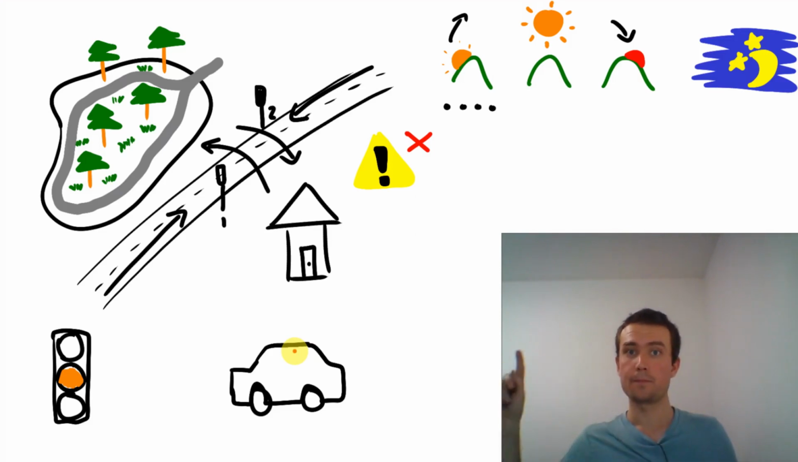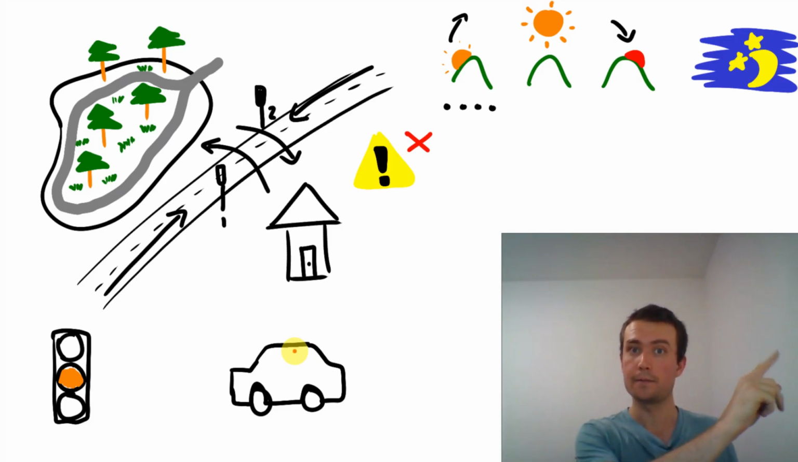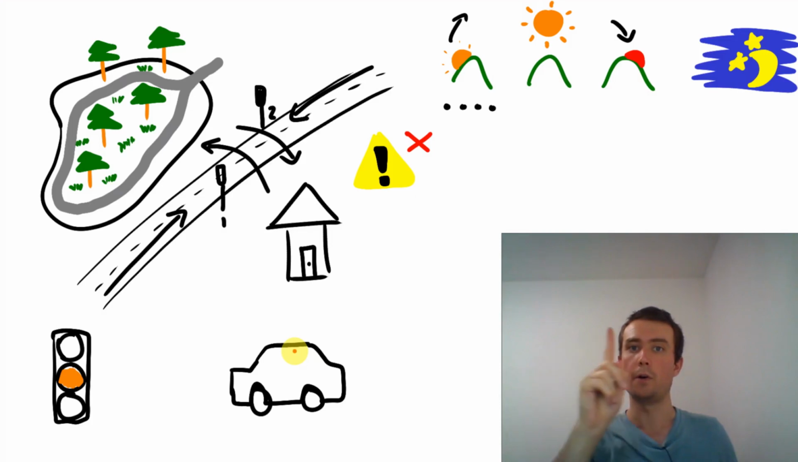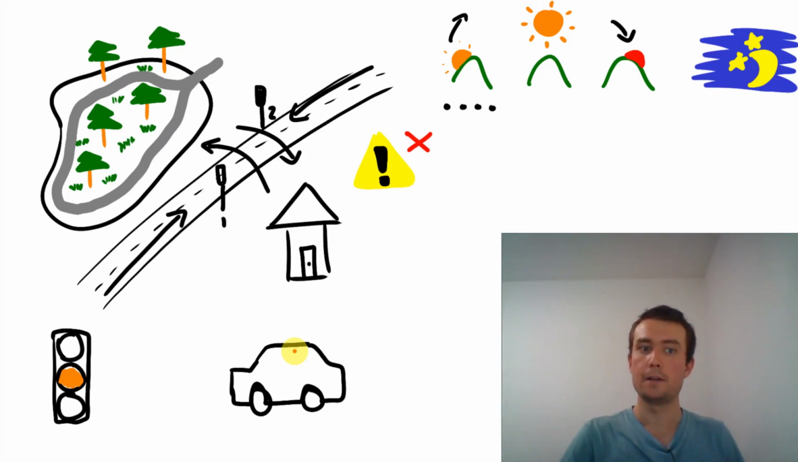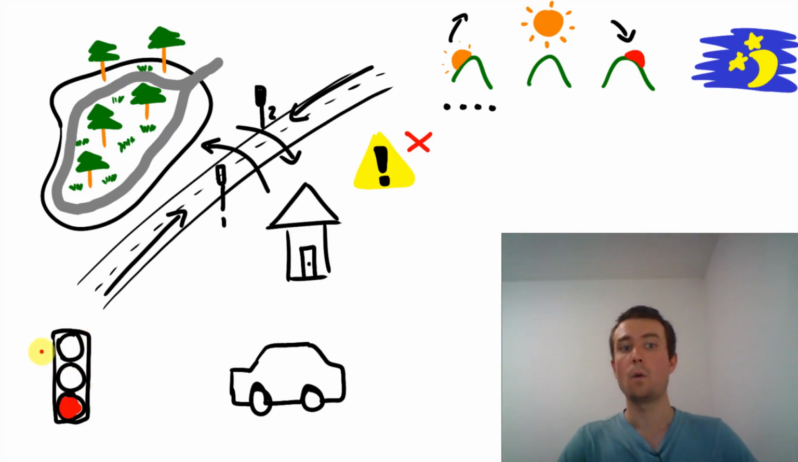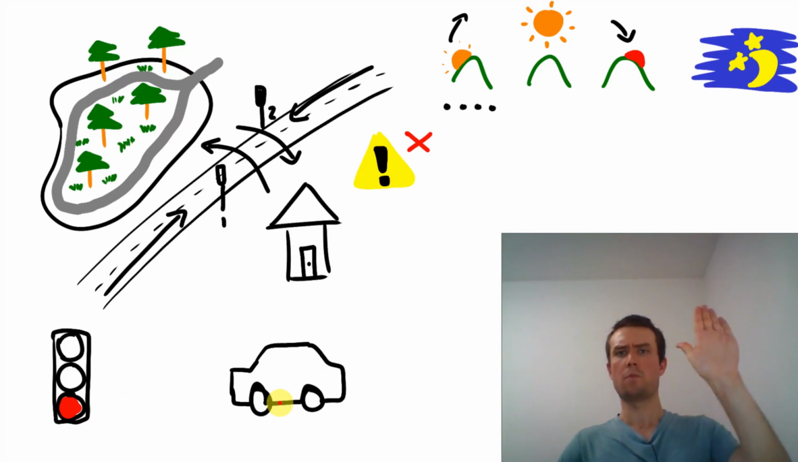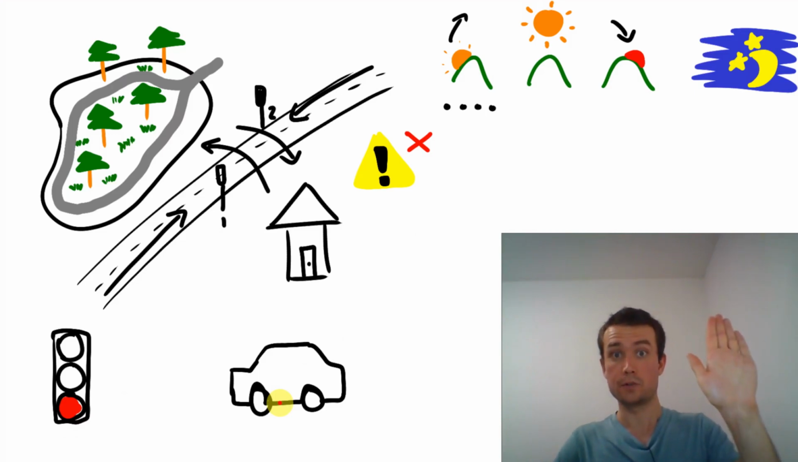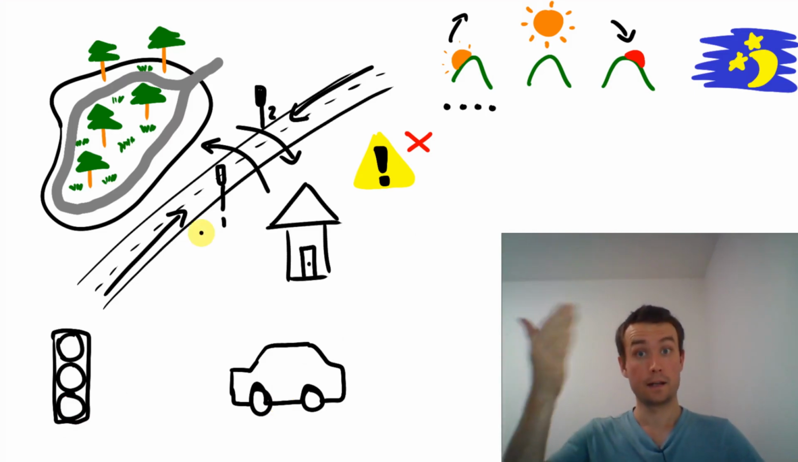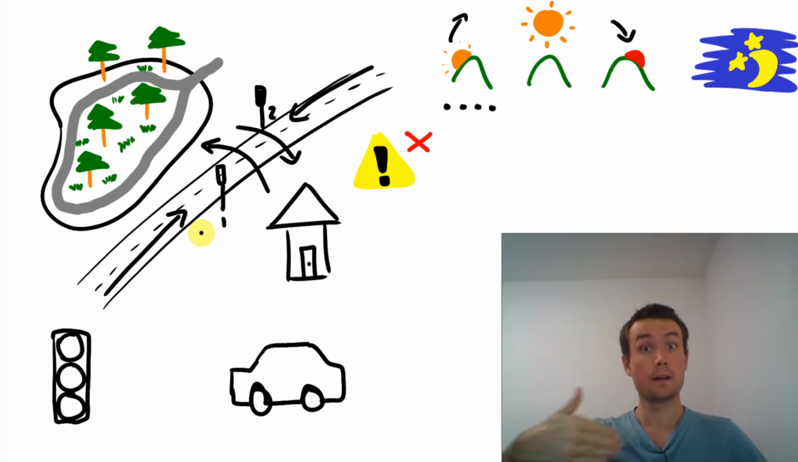Fast, fast, slow, slow. When the light is orange, cars have to slow down. When the light is red, cars have to stop. Stop.